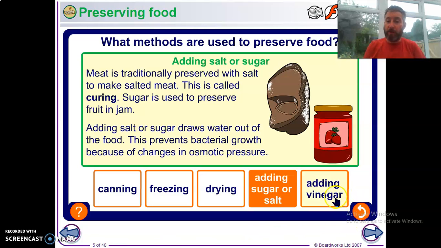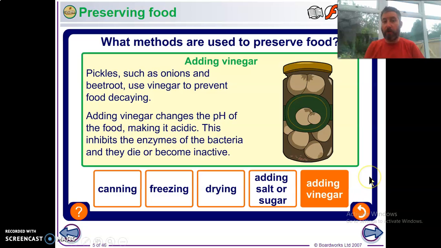Another method we could do was pickling. So we used to put things like onions and eggs and various things in vinegar, and that stopped them decaying as well. That made the pH very acidic, and that inhibits the enzymes in the bacteria, and they either die or become inactive. When we looked at the ecology part of the module, and we talked about peat bogs and about how peat didn't decay, that's because of their very acidic conditions as well. Bacteria can't cause the plant matter to decay, so that's what peat is. It's plant matter that should have decayed but can't.